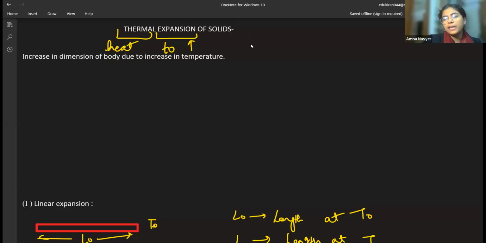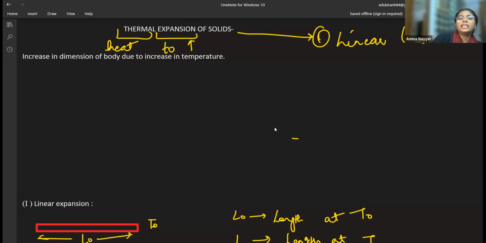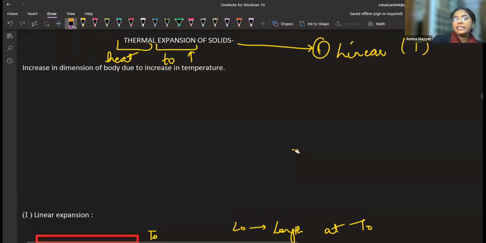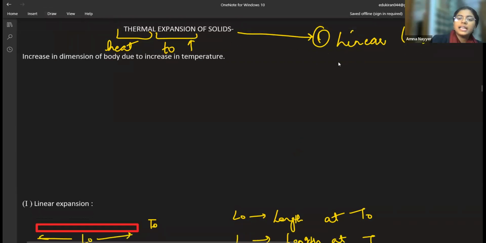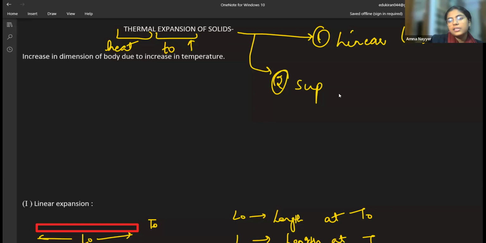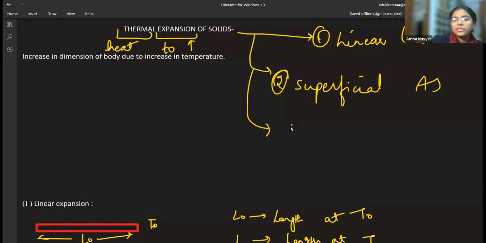Now see, thermal expansion of solids is also not of a single type. Firstly, we have linear expansion. Linear expansion is the increment in the length, and length is in one dimension. Second is superficial. Superficial means increment or change in the area. Third one we have is volumic, which you can also call cubical. We use the term cubical, which is common.